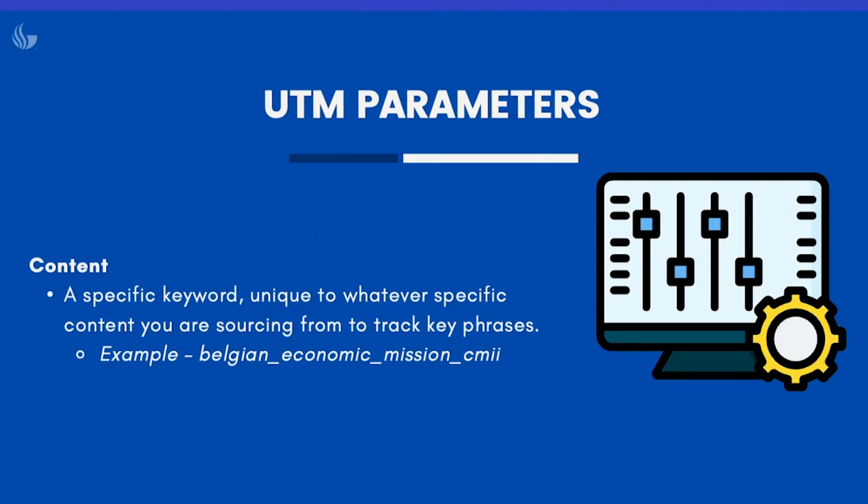Next, we have our content, which is really just a specific keyword unique to whatever specific content you're sourcing from. This was an example of a news article, which was the Belgian economic mission for CMII. So these are keywords for you to understand which specific blog, part of the website, or social post that UTM came from.